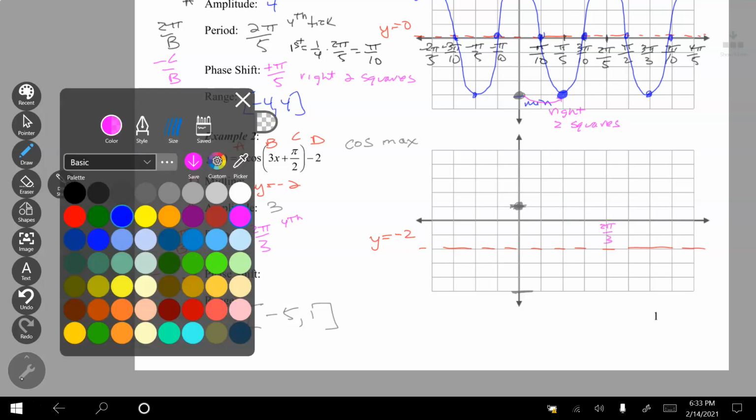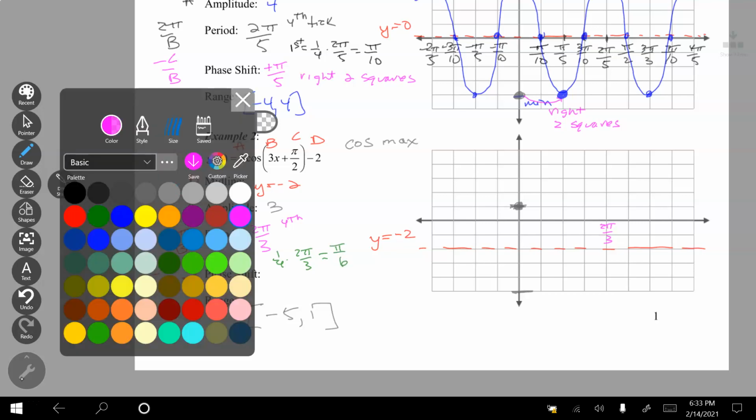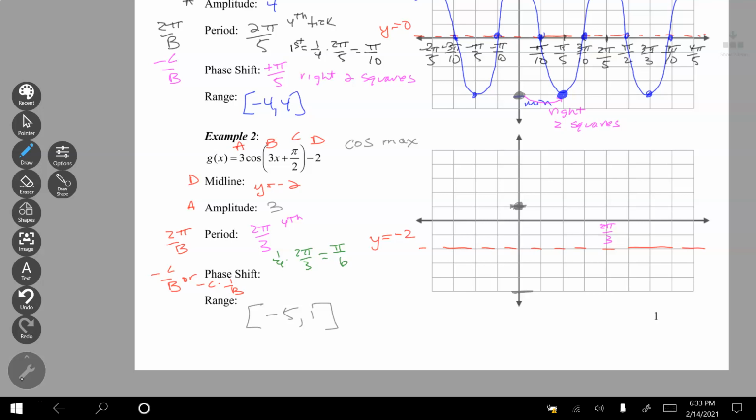I'm going to multiply that by 1/4 times 2 pi over 3, and I get pi over 6. If I label this, the first tick mark is going to be 1 pi over 6. The next tick mark is going to be 2 pi over 6, also known as pi over 3.